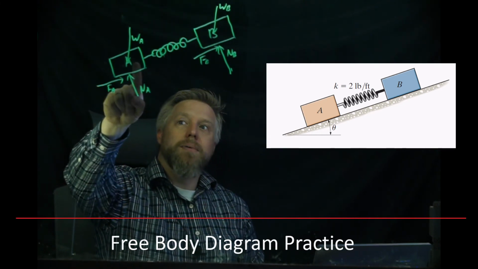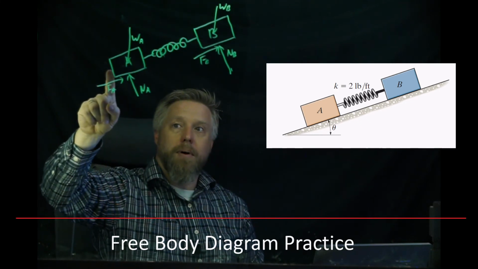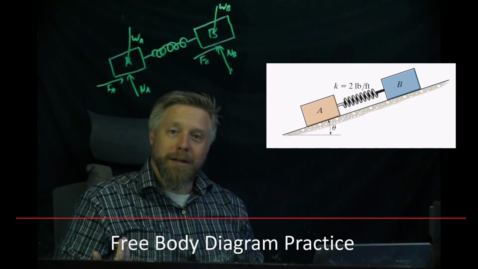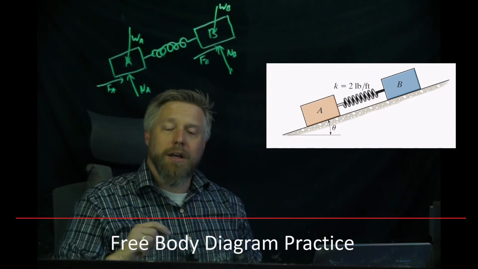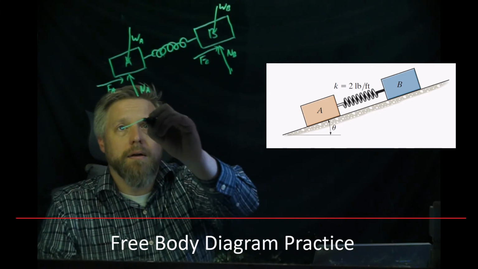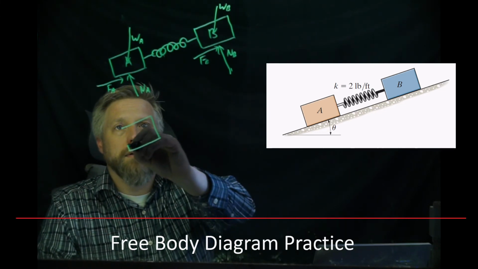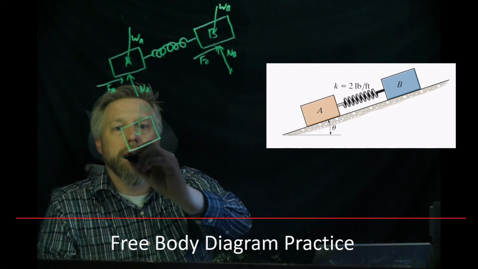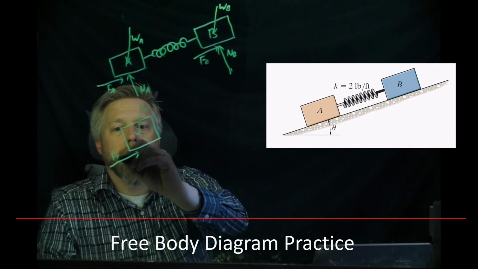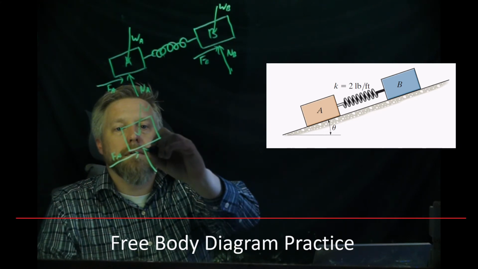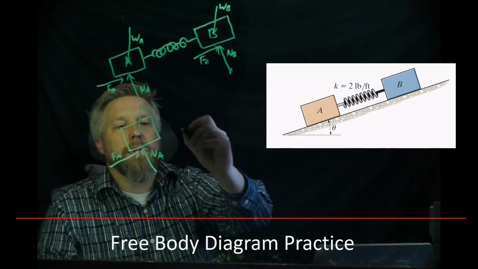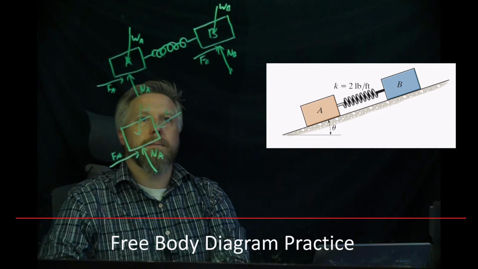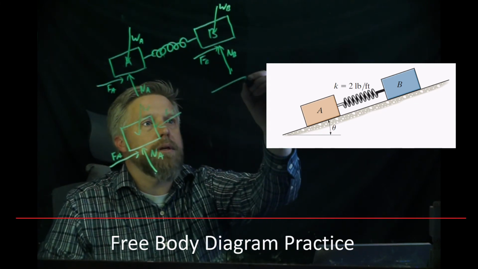Why? Because that would be internal to the body that I chose. The body is A, B, and the spring all together. And I only draw the forces acting on that body. If I needed to find the spring force, I'd have to draw a free body diagram of A. It would have some of the same forces, but it would also have the spring force pushing down on it. And then I could draw a free body diagram of B as well.